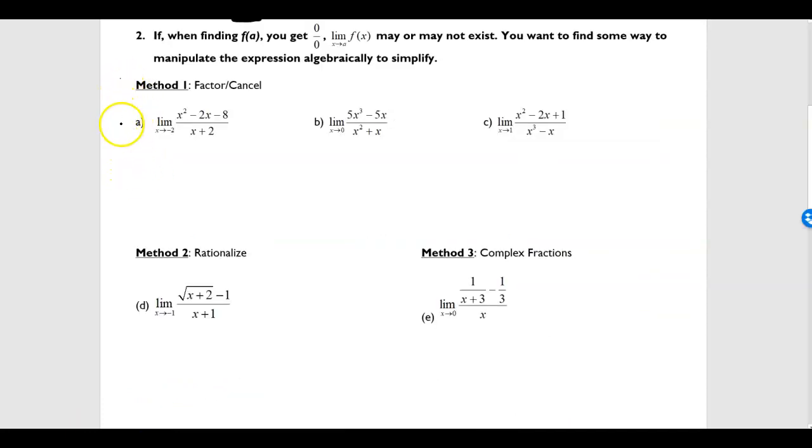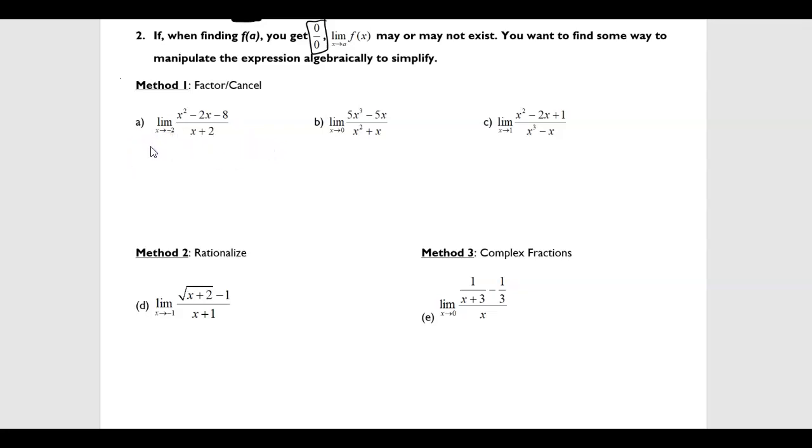So that method worked fine when we plugged in a number and we actually got a real number. But sometimes when you evaluate at a, you'll get 0 over 0. So when you see that you get something like 0 over 0, that doesn't necessarily mean that your limit doesn't exist. What it tells you is that you have more work to do. And so what you want to try to do is manipulate that expression algebraically. And so there are different things you can do. Most often what you're going to do is factor and cancel. The other methods, you might have to do something else first before you can factor and cancel.